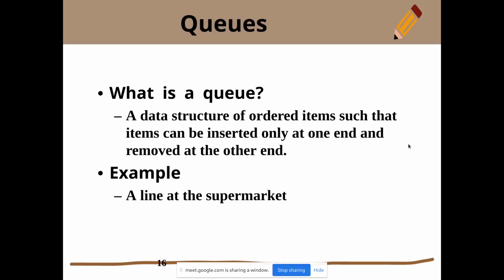Suppose a line in a supermarket. It can be inserted only at one end. Mostly it is the back end, we call it, or we can reverse the ends of the queue. And it is also a linear data structure. It is not a multi-dimensional data structure at any time. It is always a linear data structure.